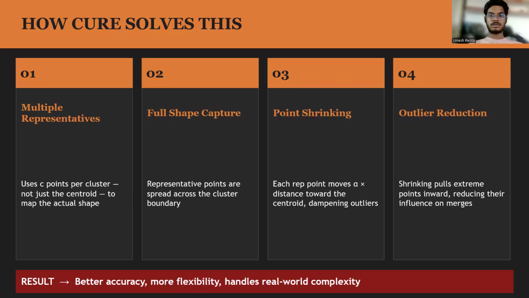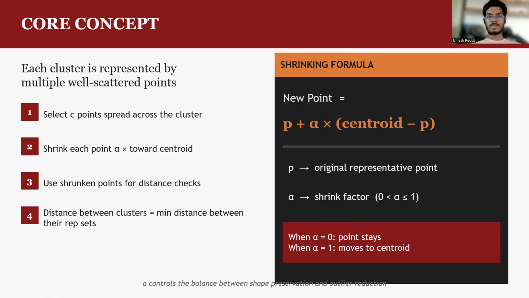So how is the above problem solved by CURE? Multiple representatives: using C points per cluster, not just a centroid, we map the actual shape. Coming to the full shape structure, it will represent the points in the form of the cluster boundary. Coming to point shrinking, each representative point moves alpha times the distance towards the centroid. Coming to outlier reduction, shrinking pulls extreme points inward, damping outliers and reducing their influence on the merges. By these four things, we can solve the above problem using the CURE algorithm.